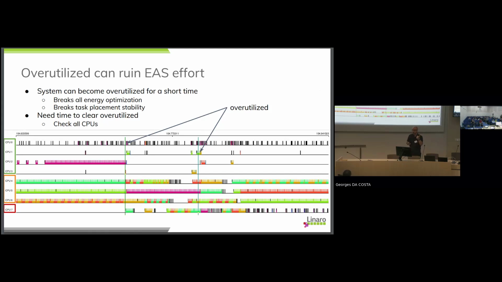So that breaks all the energy optimization that we did, and all the tasks are going up and down. I mean, the task stability is broken as well. And the other point is that we need some time to clear the overutilized state right now, because once the overutilized state has been set, we have to go through all the CPUs to make sure that there is no more overutilized CPU. So you have to wait for the next load balance at the system-wide level, which can be quite long, especially when some CPUs are already used.